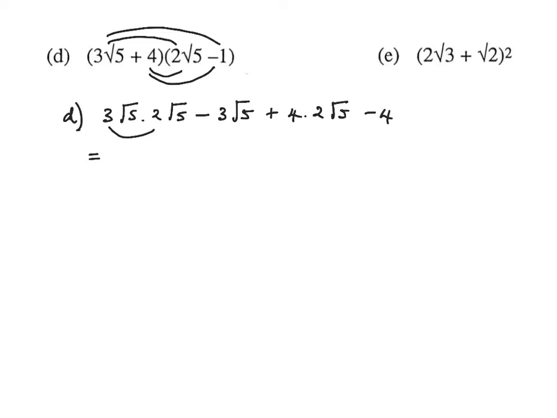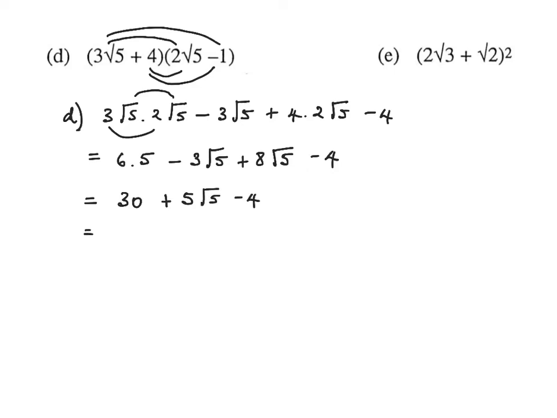Now, 3 times 2 is 6. Root 5 times root 5 is 5. Minus 3 root 5 plus 8 root 5 minus 4. 30. Now, minus 3 plus 8 is 5, so we've got 5 root 5 minus 4, and the final answer then is 30 take away 4 is 26 plus 5 root 5.